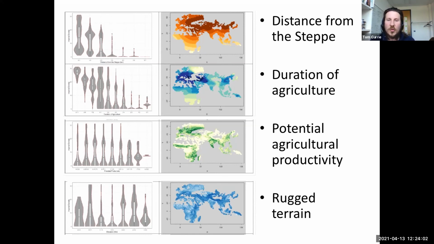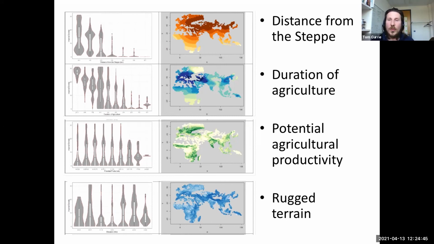So the greener areas on that third map down relate to areas that crop models tell us are more productive. And at the end, we've got a measure of terrain ruggedness as a control variable. So it might be that more mountainous, rugged terrain is not very good for the emergence of large-scale societies. And the patterns on the left there show the relationship between these variables and our output measure of imperial density. So, how frequent were large-scale societies in different parts of the world.